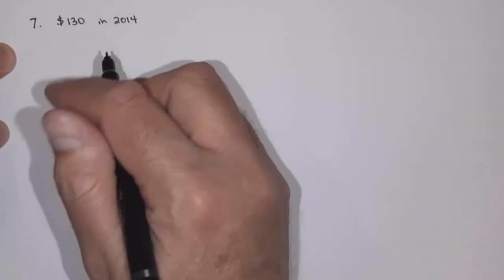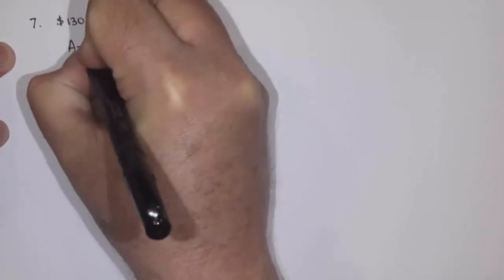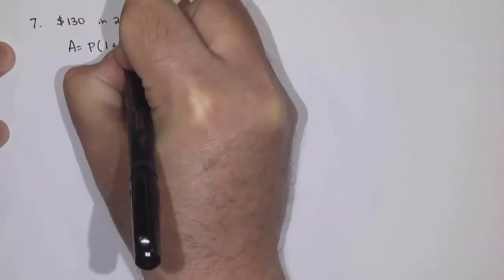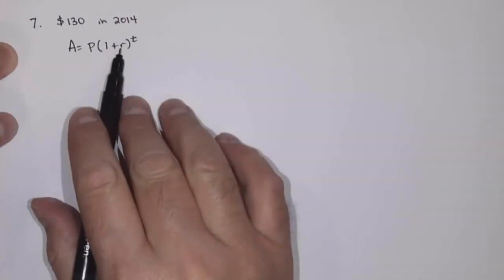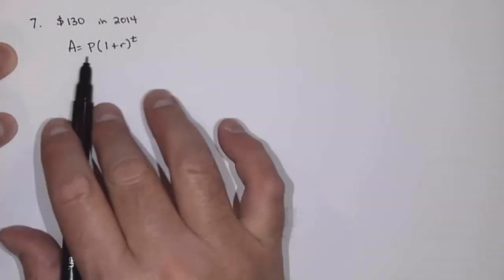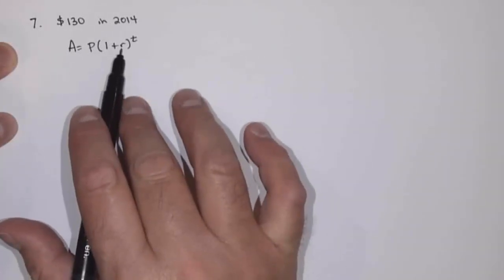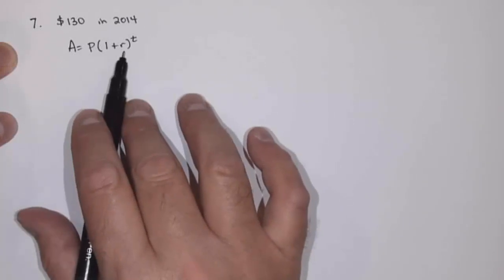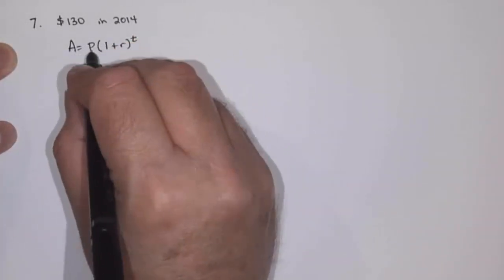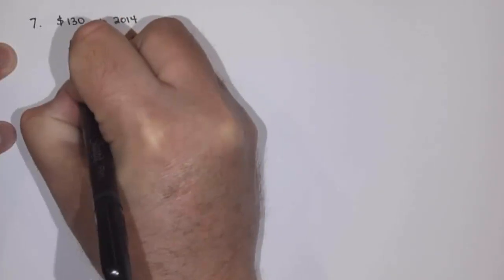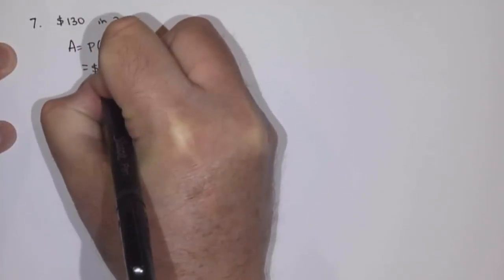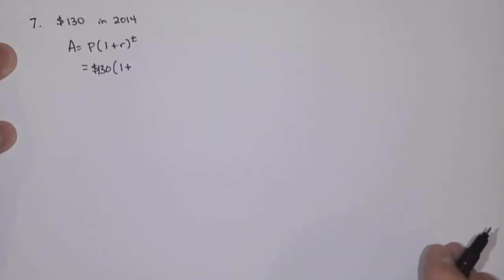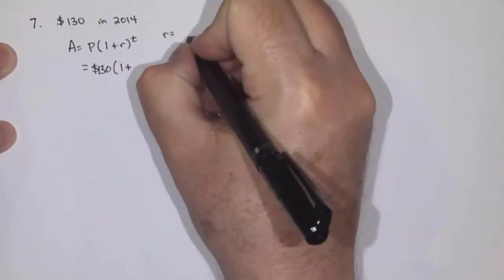So what we're going to do here is use our formula, A equals P times 1 plus R raised to the T power, where R is our inflation rate. This is basically the same as the compound interest formula, except we're looking at an annual rate, so we don't need the R over M part. So in this case, our P is the $130.